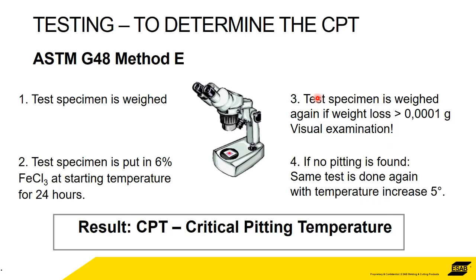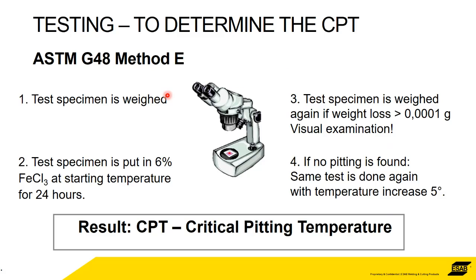Now, this thing called the critical pitting temperature, we want to find out when this particular material starts to pit, at what temperature. So we use ASTM G48 testing, a fairly common corrosion test for stainless steel and nickel alloys. There are various different methods, dependent upon the type of metal. Austenitic stainless steels use one method, nickel alloys use a different one, for example. But method E is used to determine the critical pitting temperature.